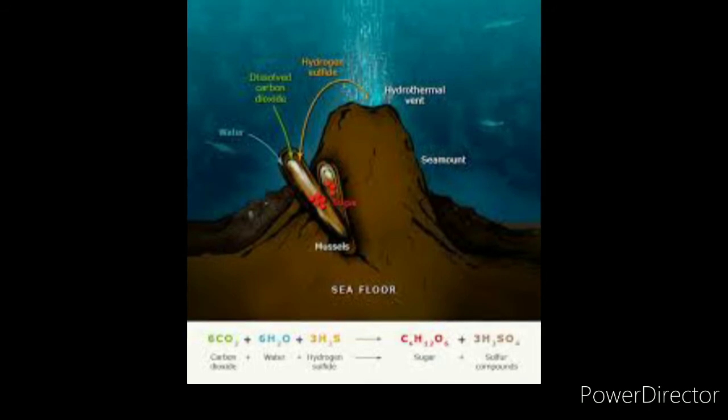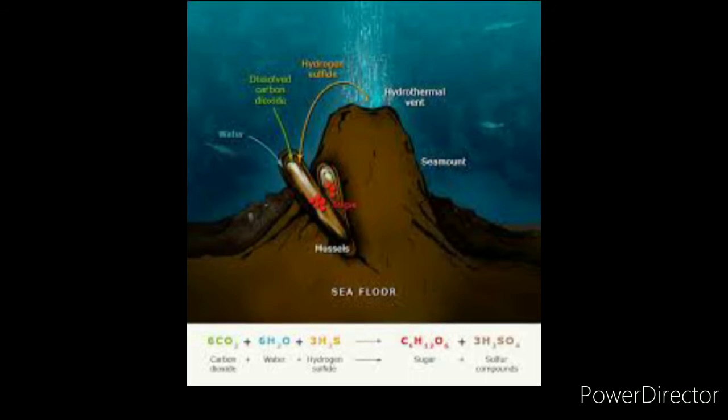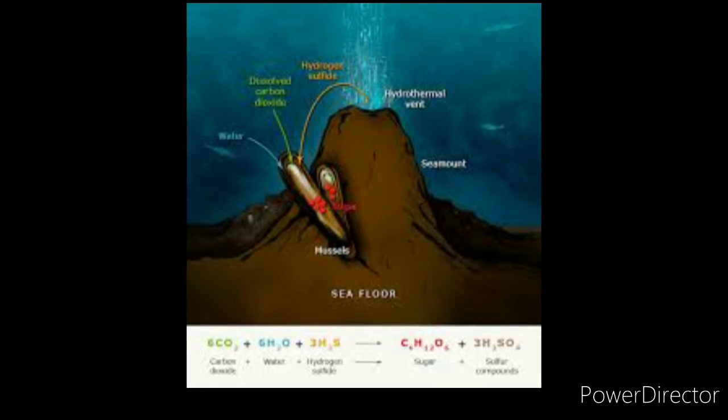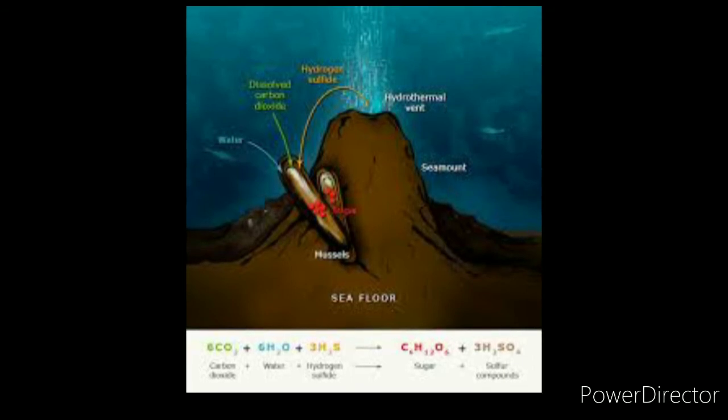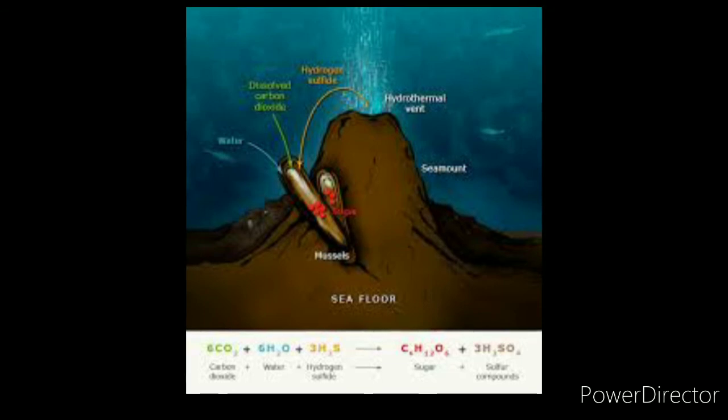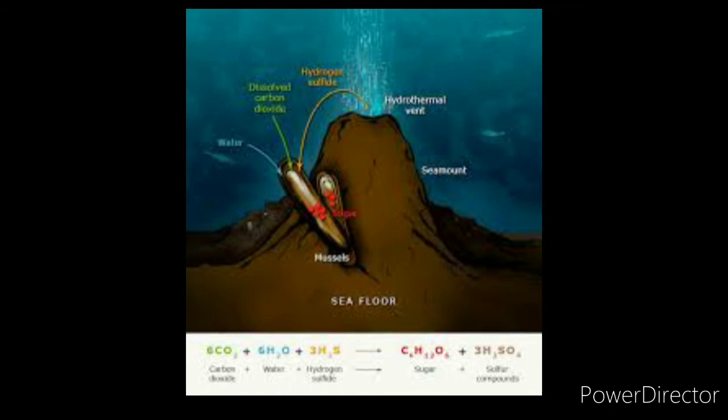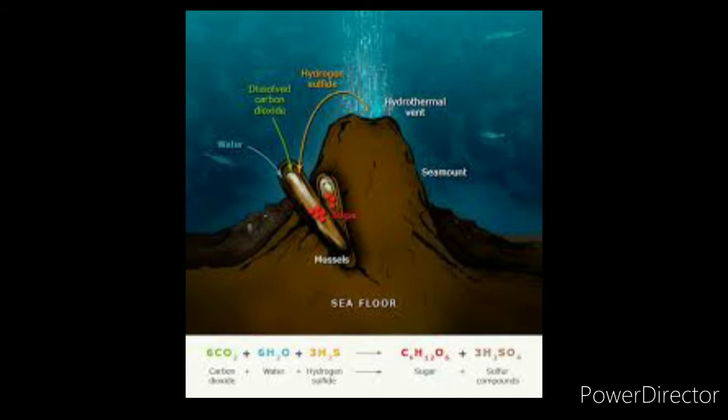And this entire process happens in the absence of light. So in this process, the carbon dioxide and the water and hydrogen sulfide get combined to form sugar and other sulfur compounds like sulfuric acid, etc. This process happens in some deep sea organisms as well as archaeobacteria.